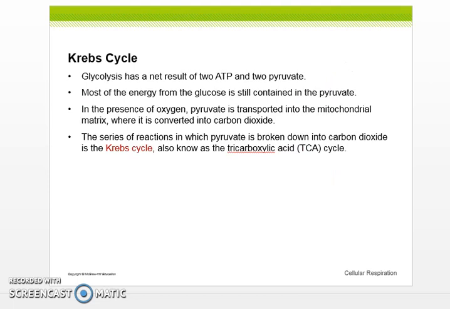So back to Krebs cycle. Glycolysis has a net result of 2 ATP and 2 pyruvate. Most of the energy from the glucose is still contained in the pyruvate. In the presence of oxygen, pyruvate is transported into the mitochondrial matrix where it is converted into carbon dioxide. Again, take a look at the last video for 8.2 if you've forgotten that. The series of reactions in which pyruvate is broken down into carbon dioxide is the Krebs cycle, also known as the tricarboxylic acid, or TCA cycle.